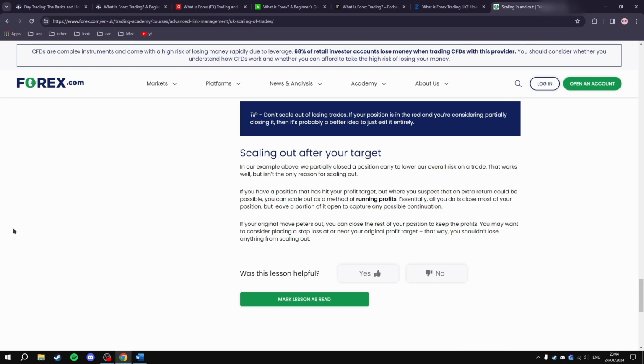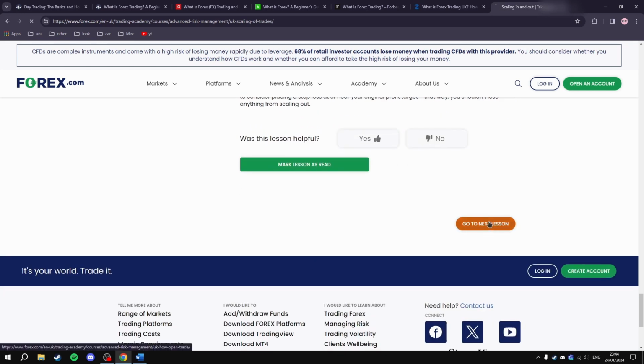You may want to consider placing a stop loss at or near your original profit target. That way you shouldn't lose anything from scaling out. Cool.